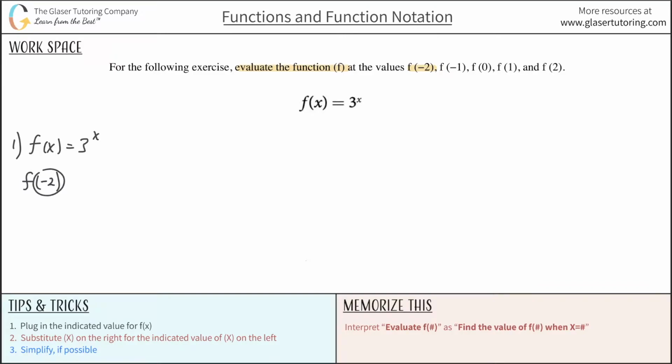If you plug in -2 for x on the left-hand side, guess what you have to do on the right-hand side? Also plug in the -2. So this is 3 raised to the x, so therefore now it becomes 3 raised to the -2. And now all we need to do is simplify this.